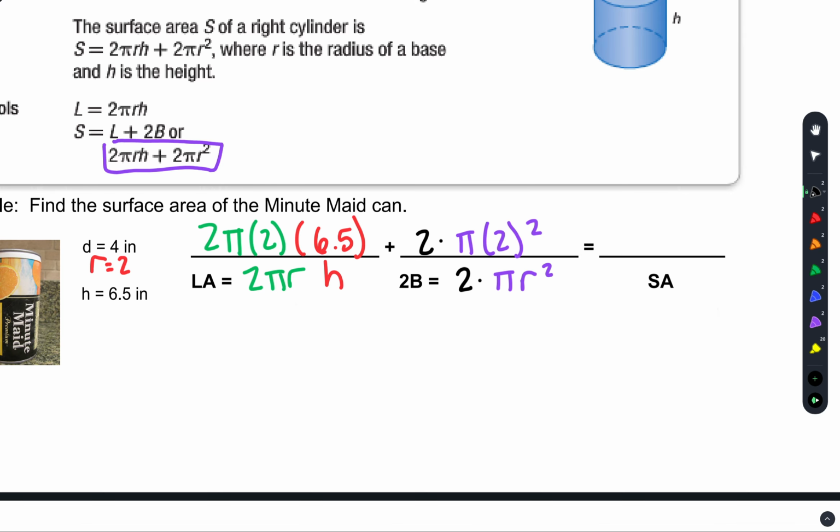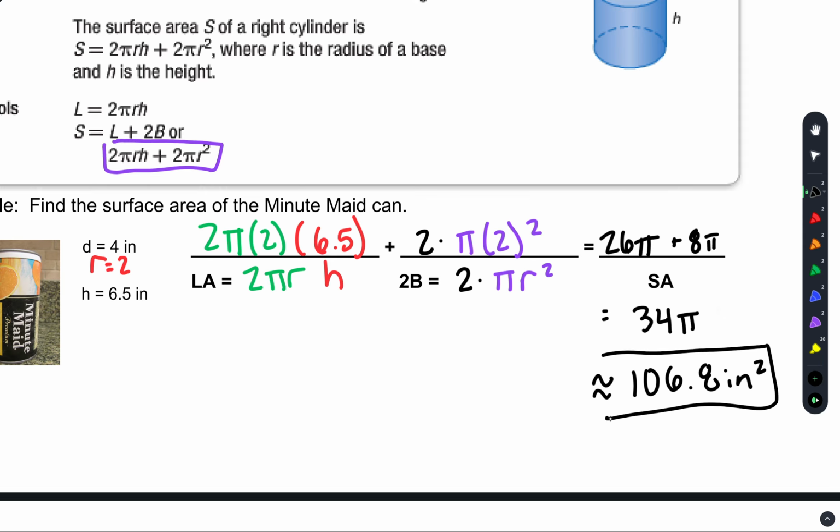So 2 times 2 times 6.5 is 26 pi. And then 2 pi times 2 squared is 8 pi. So that gives me a total of 34 pi. And then if you wanted to skip all of those steps and just do approximate form, rounded form, I would take 106.8 inches squared. Either one of those is good with me. Good? Questions? Flip it over.